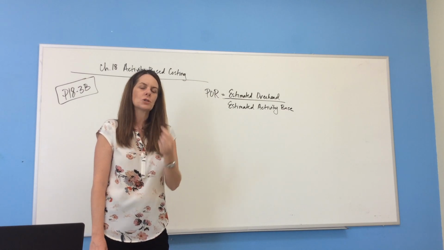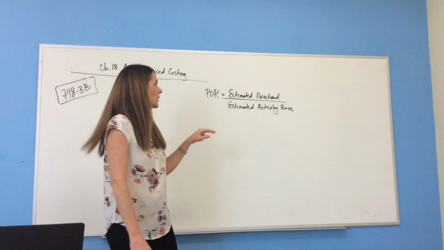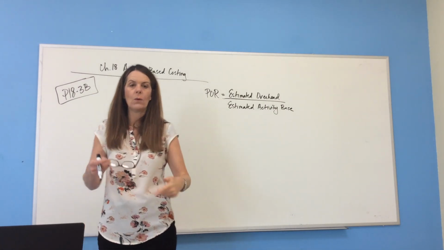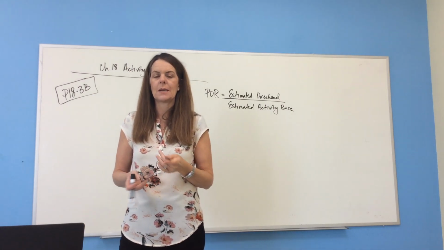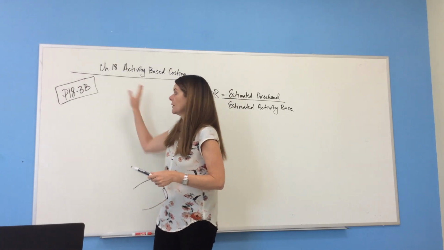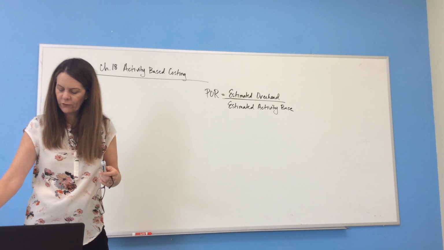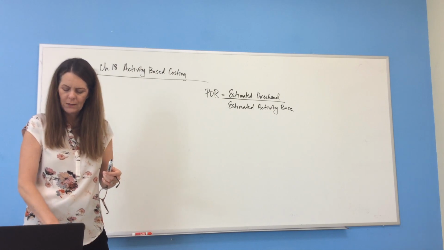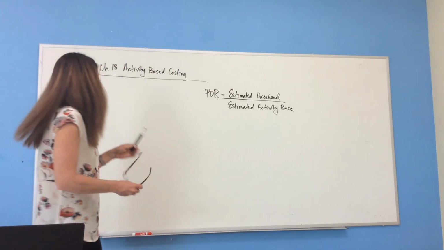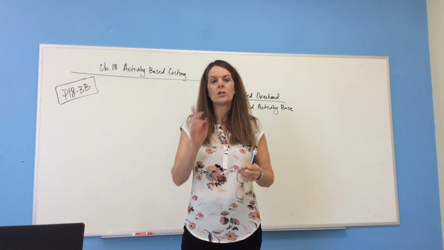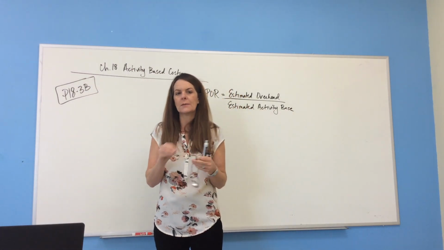So we did talk about that in terms of the journal entries, but we're going to go over that again in terms of how it works with activity-based costing. Chapter 18 is titled Activity-Based Costing. I have chosen to do a problem for you. I'm going to do problem 18.3B. You have to do 18.3A, so it's very similar to that.